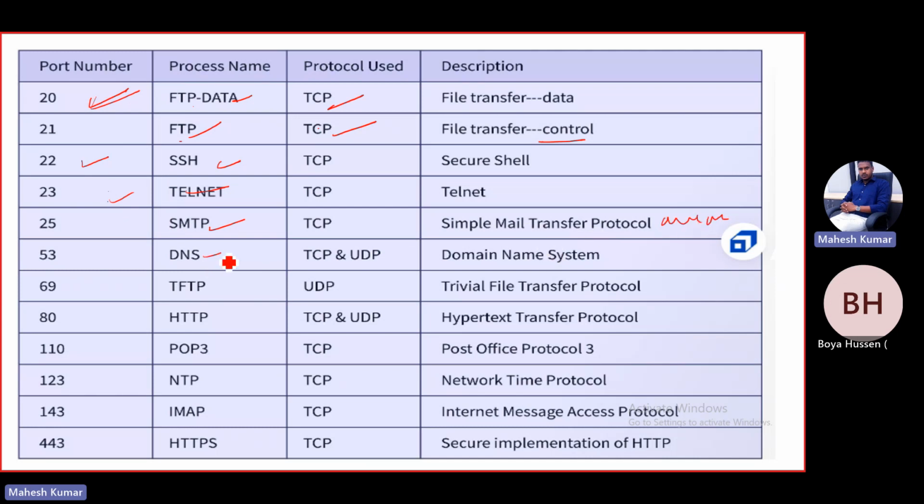The DNS port number is 53, and DNS works under both the TCP and UDP protocols. Every protocol works under either TCP or UDP. And TCP and UDP both work under the IP protocol. We will cover IP addressing.